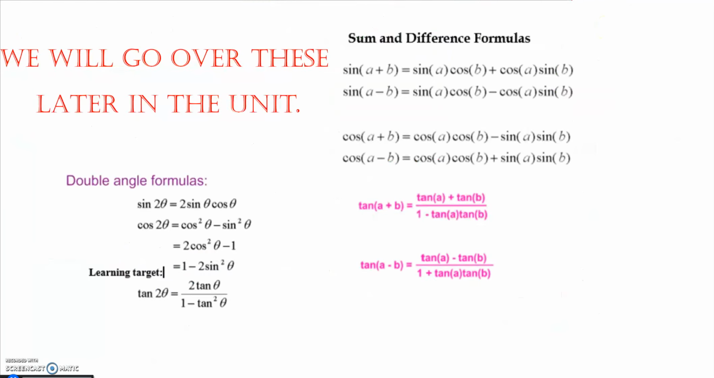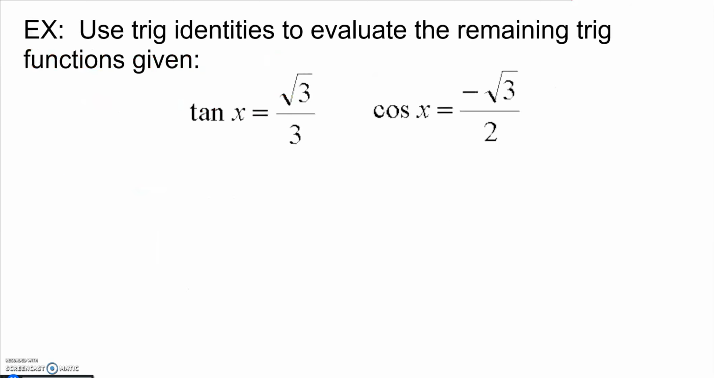So these identities here, sum and difference and double angle, we will go over later in the unit when they apply a little bit more frequently. But for now, I'd like to get to the last couple examples. Use trig identities to evaluate the remaining trig functions given. So I have 2 of them.